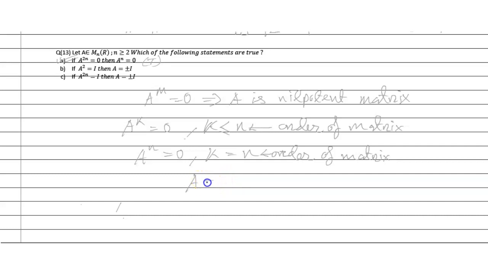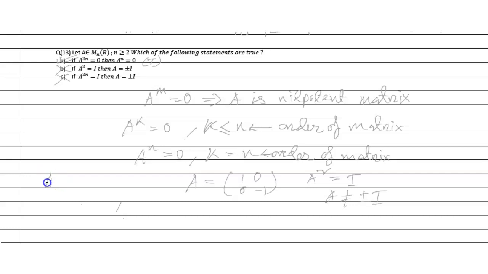It's true. Now a equals 1, 0, minus 1, but a square is equal to I. So a does not equal plus or minus I. So this portion is also wrong, and a to the power 2n equals I, then a equals plus or minus I. This is also wrong. Why?